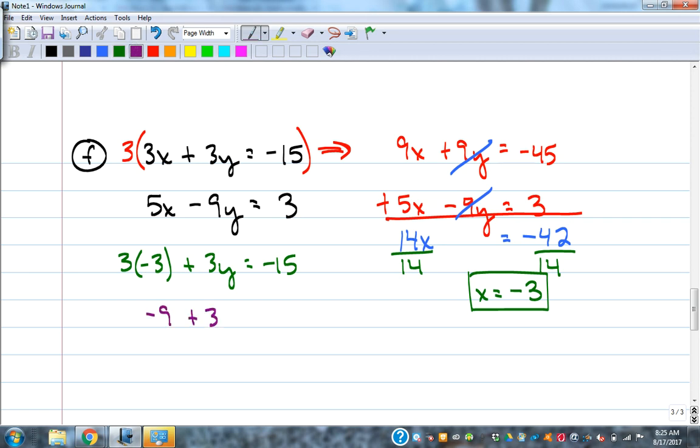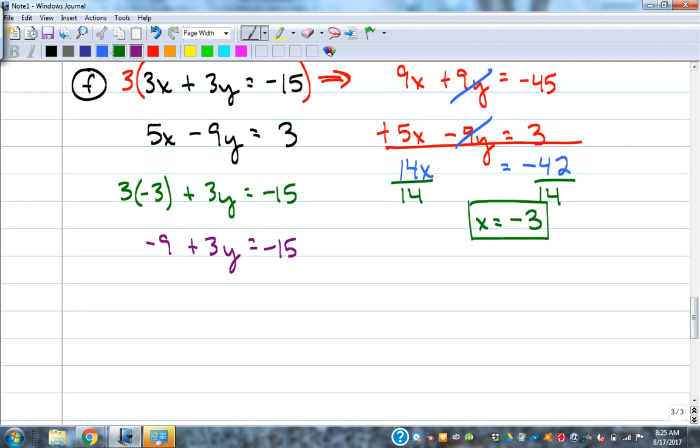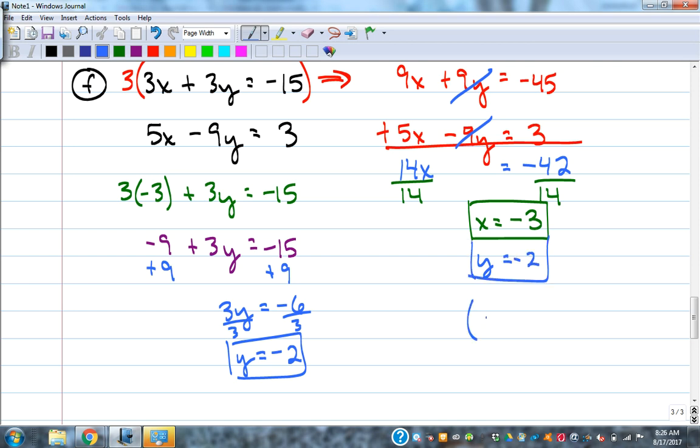Negative 9 plus 3y. And I'm showing every step here, like I would hope that you would on your quiz. Negative 15 plus 9 would be negative 6. And y would be negative 2, right? Division. Y is equal to negative 2. Ordered pair would be negative 3, negative 2. Easy peasy.